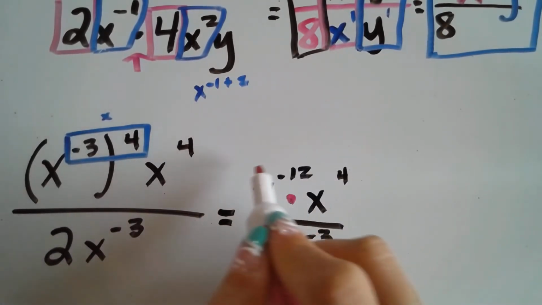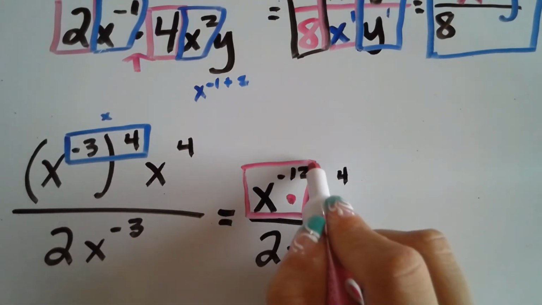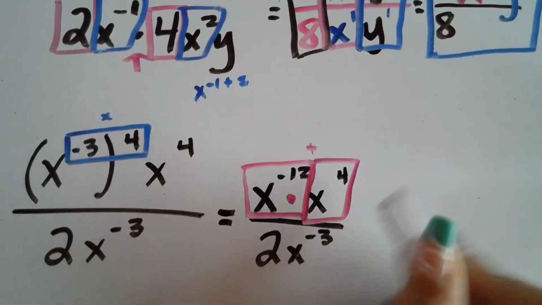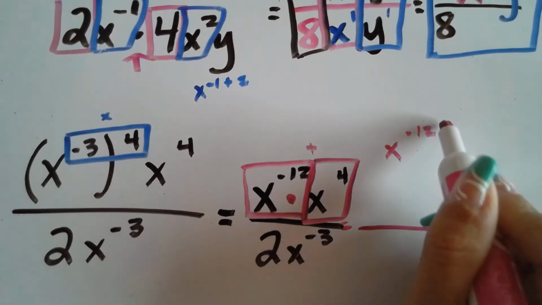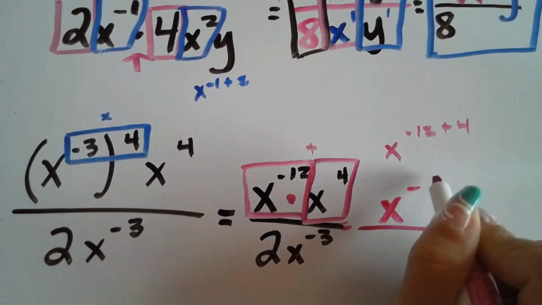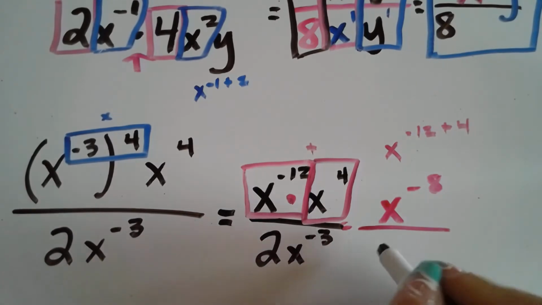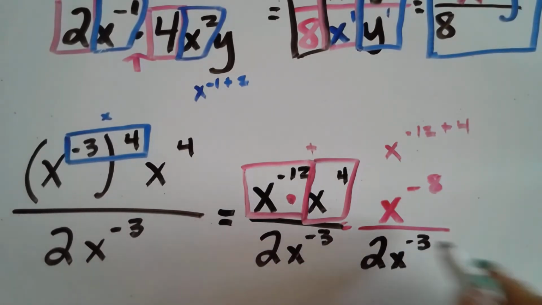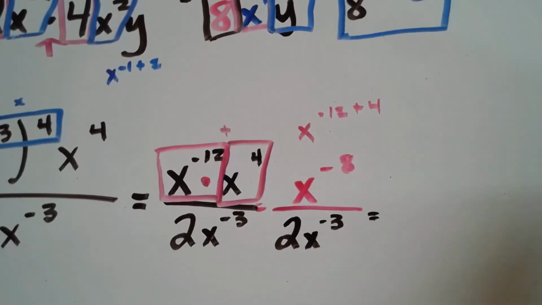And when we multiply these two, we're really just adding our exponents. So we know that this is going to be x, negative 12 plus 4, and that's going to be x to the negative 8. Okay? Now we still haven't done anything to our denominator, so I'm going to rewrite that: 2x to the negative third. All right, now we are dividing because we have this fraction bar.